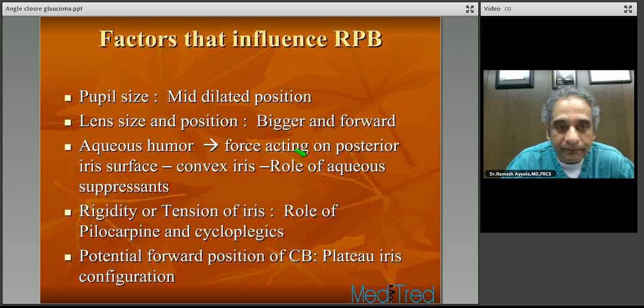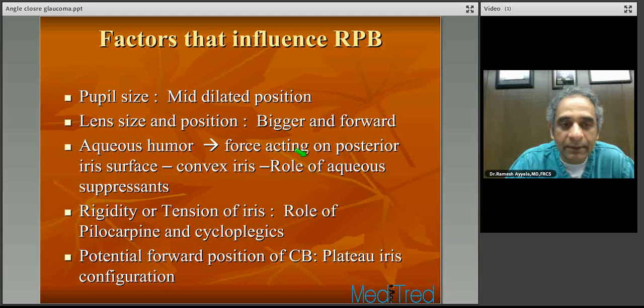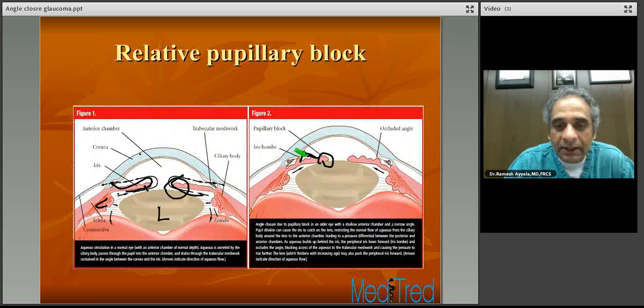So the factors that influence the relative pupillary block. Pupil size, I already mentioned that. Typically, the pupil has to be in mid-dilated position, as you can see in this schematic again. At that mid-dilated situation, if the pupil is constricted, it is away from the edge of the lens, or from the anterior capsule of the lens. But when it's in the mid-dilated position, it's more likely to be in contact with the lens surface, or maximal contact is going to be occurring at that situation, mid-dilated pupil, 5 to 6 millimeters.